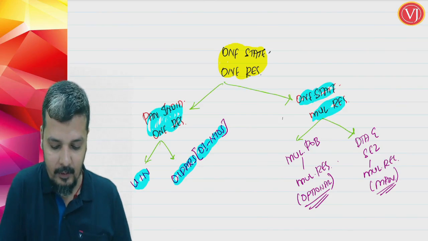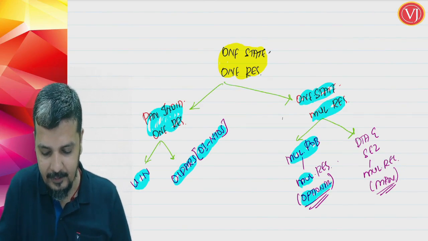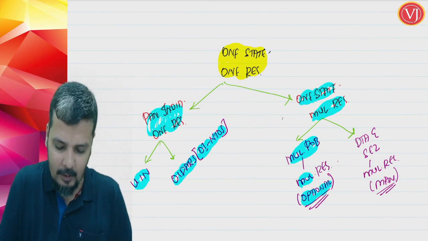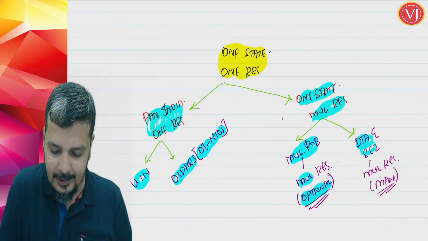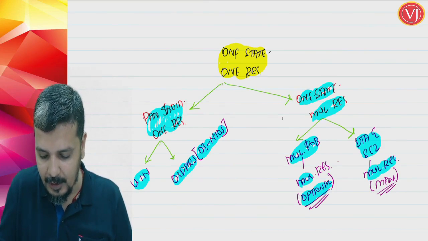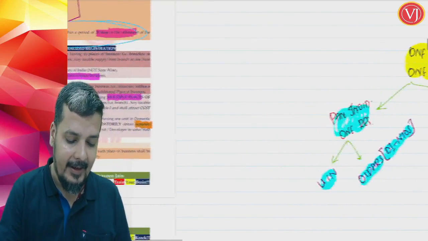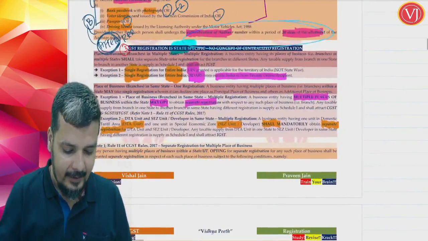Two scenarios. If you have multiple places of business, you can go for multiple registration, but it is not mandatory. If you want, you can go optional. If you have a DTA unit and a special economic zone unit within the same state, then you can go for multiple registration, but this time it is mandatory. It is mandatory.